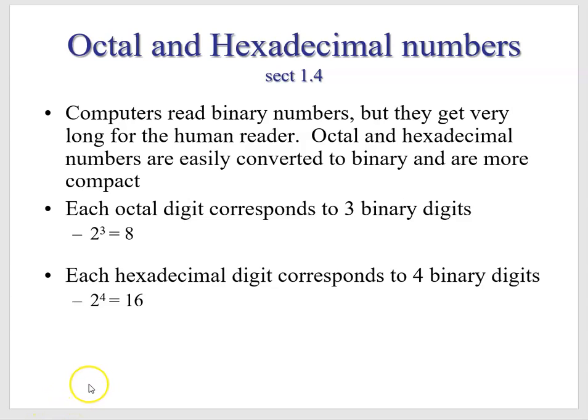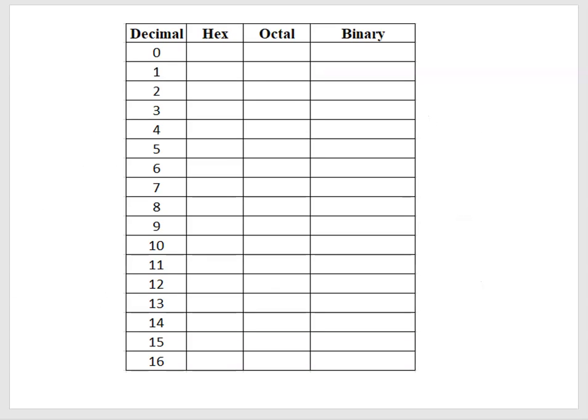Octal and hexadecimal numbers are very important in a binary system. Even though they're not binary numbers, they're much easier to read than binary numbers, and it's easy to convert from octal or hexadecimal to binary and back from binary to octal or hexadecimal because they're both powers of 2. 2 to the 3 is equal to 8, and 2 to the 4 is equal to 16. So we might want to practice that conversion.